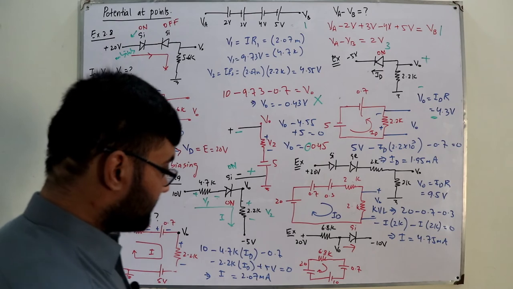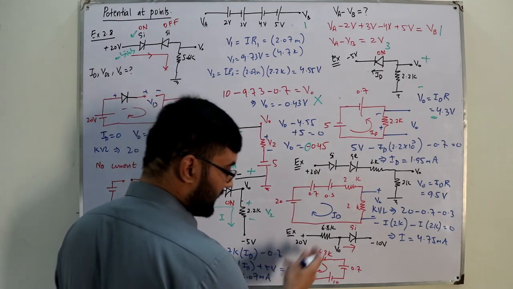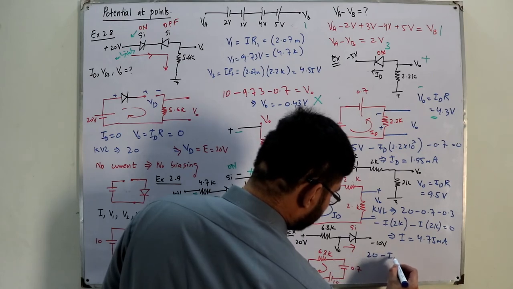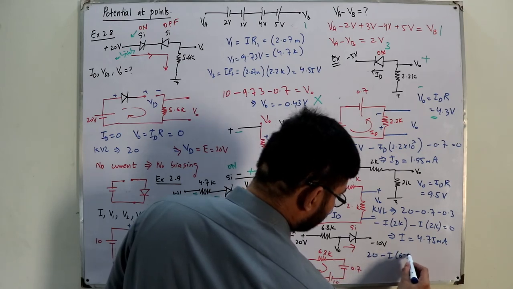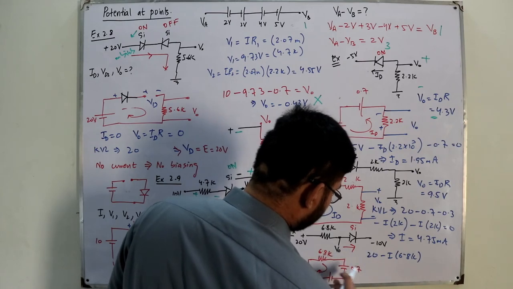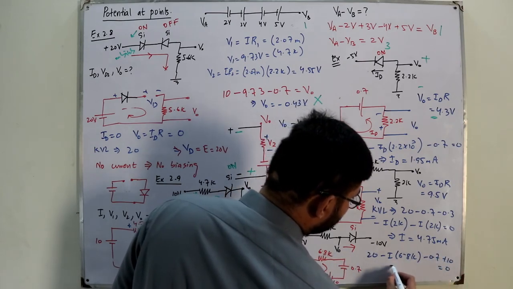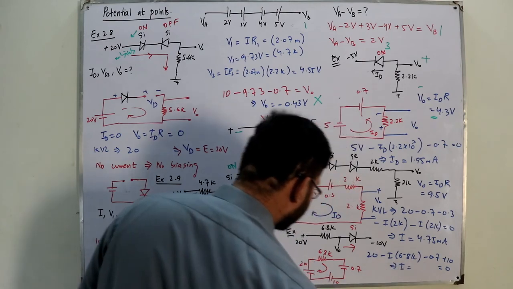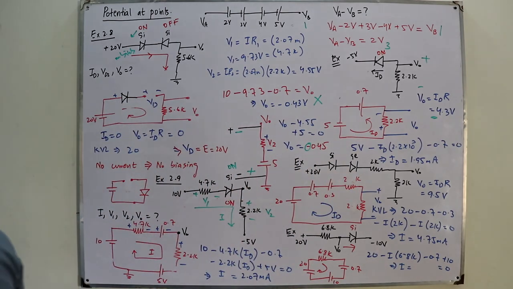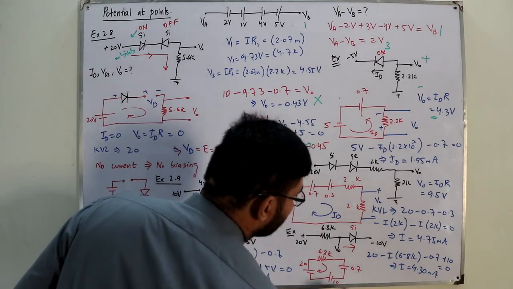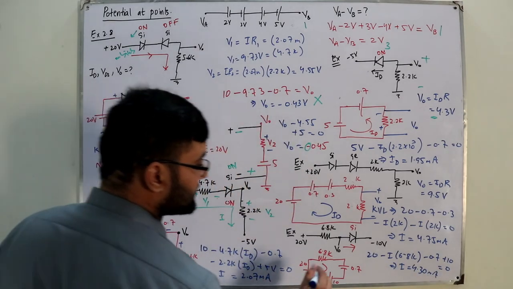ID comes out to be what? 20 minus I times 6.8 K minus 0.7 plus 10 equal to 0. You have the value of I, which is what? It's 4.30 milliamperes.